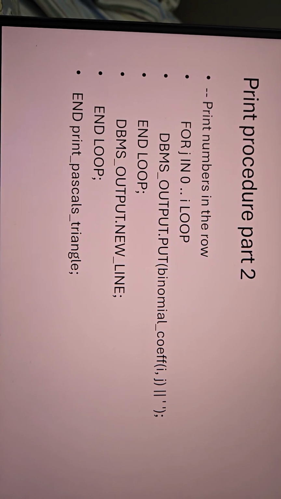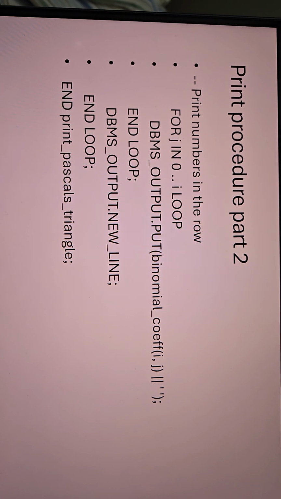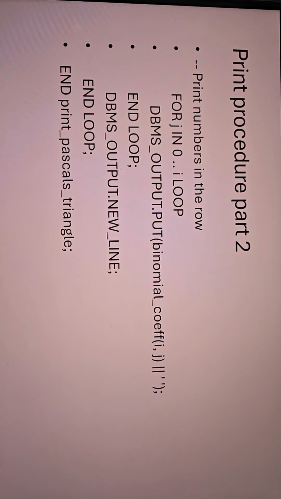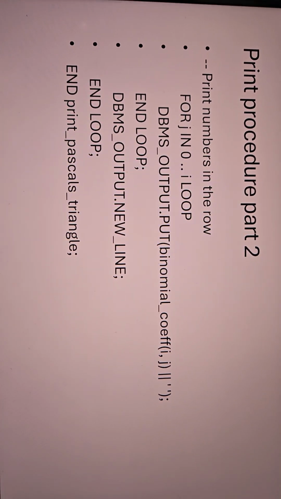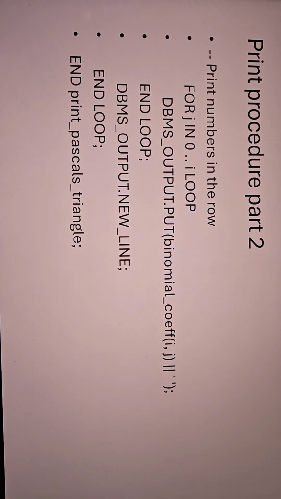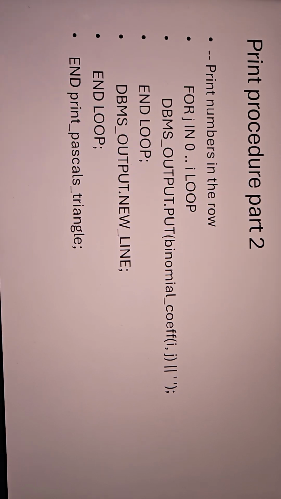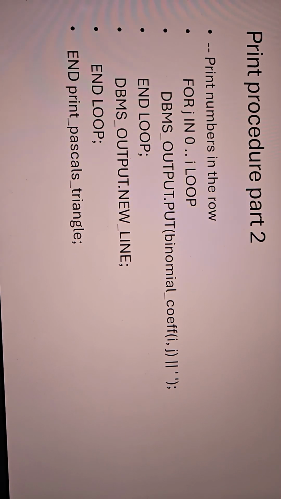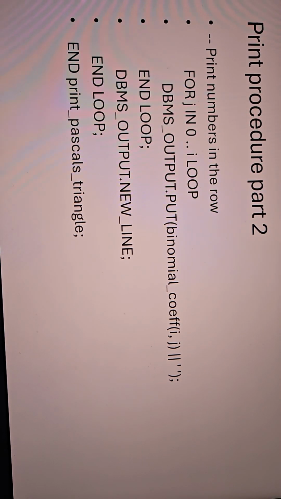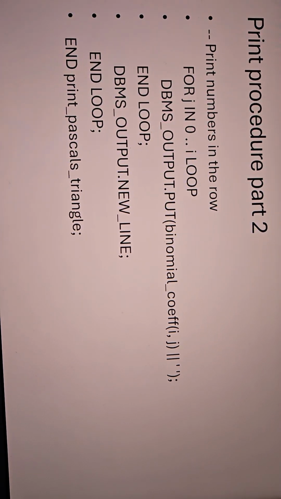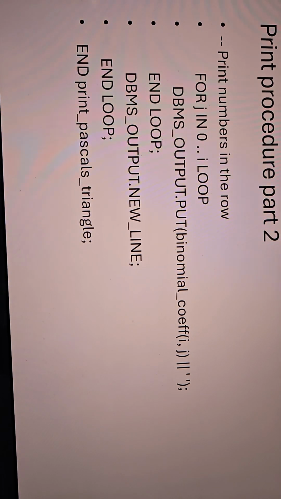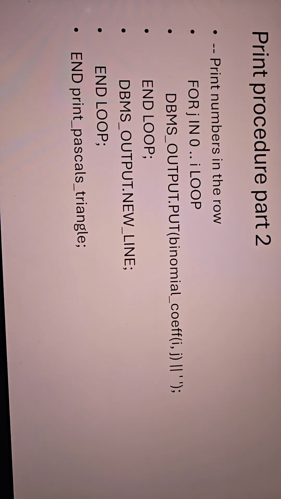So this is a continuation of the for loop. We are still inside the outer for loop. The first part puts the spaces. Now this part is printing out the binomial coefficient for the location i and j. For location i and j, it uses the binomial function to calculate the output, and then it prints out the returned output, and then DBMS new line goes to a new line.